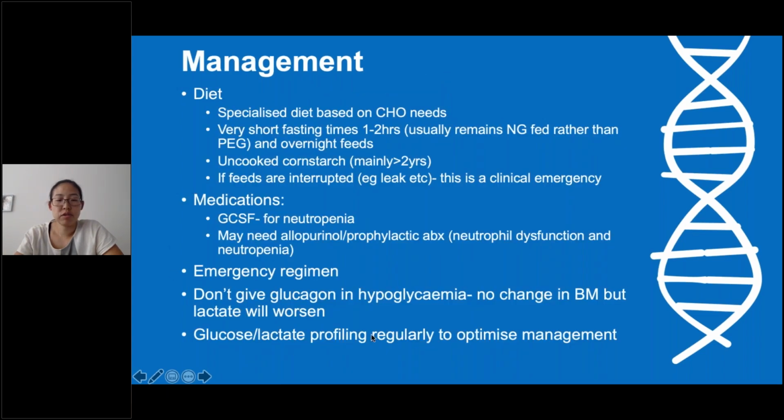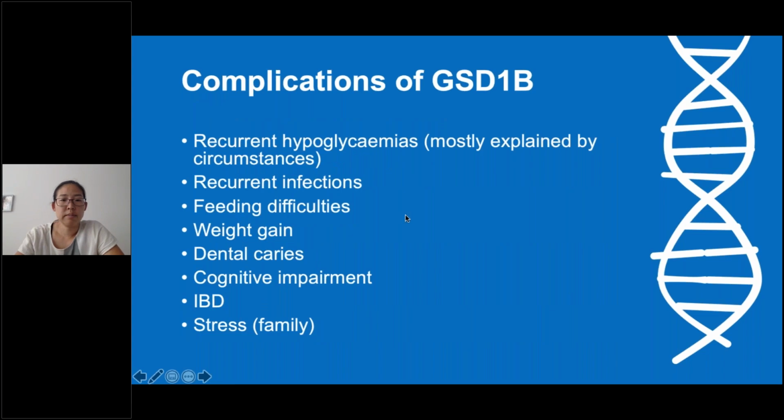Glucose and lactate profiling we do regularly to optimize management because they grow and we need to change things. A lot of the times they might come in for a cornstarch profile, and we see whether we can change things. For example, when they go to school, feeds have to be timed around the school day as well. There are complications to GSD1B, so recurrent hypoglycemias. A lot of them can be explained by circumstances. So being late with the feeds by a minute can do it. So this is how strict you have to be on these children, especially when they present into your A&E with vomiting and not tolerating their feeds.